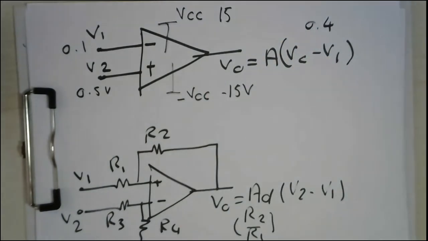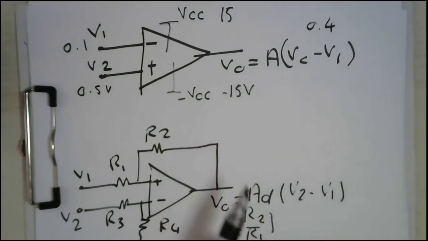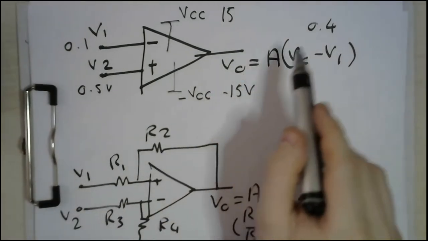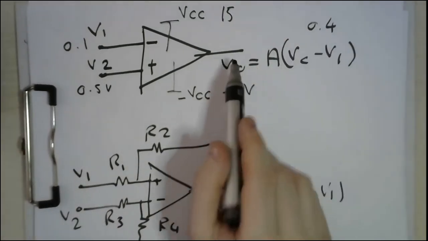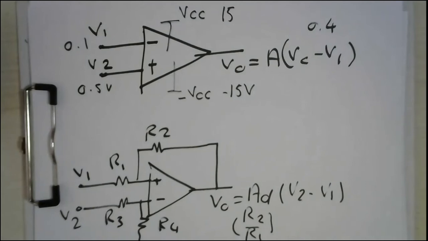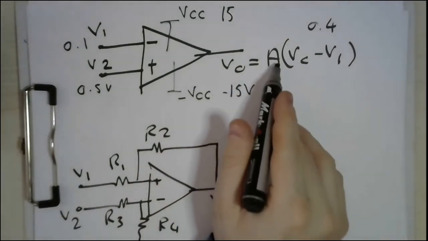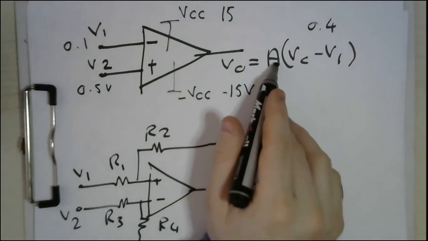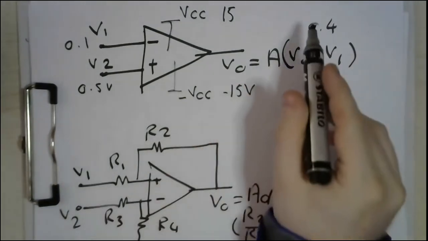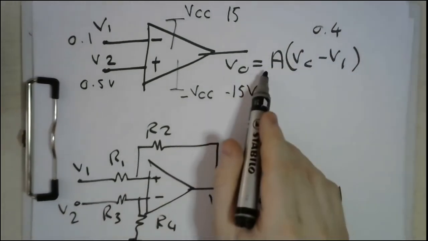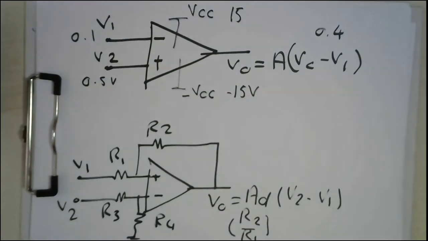And let's assume that this gain is equal to 10. Very easy. 10 times 0.4, then the output is 4 volts. Perfect. Very easy and very simple. But what if this gain is 100? Then this 0.4 times 100 will be equal to 40.